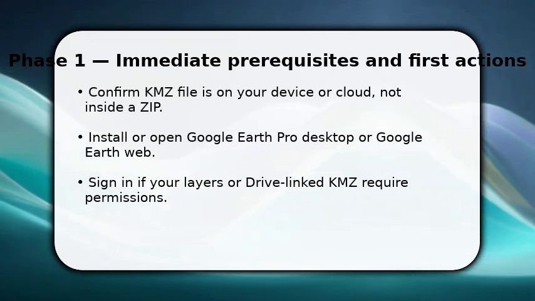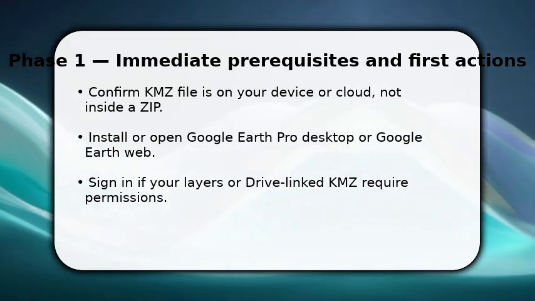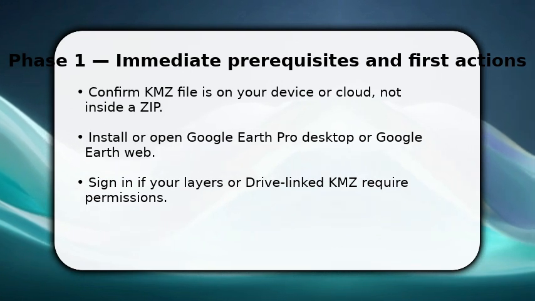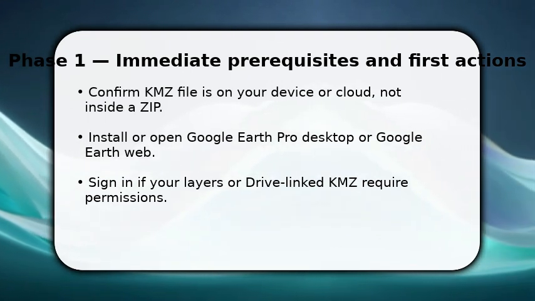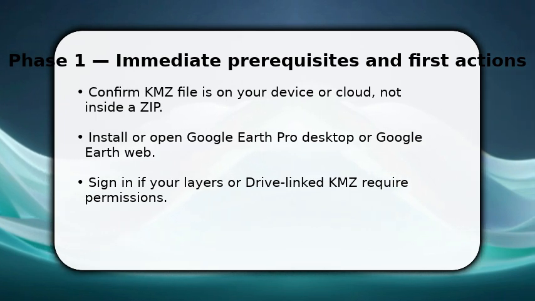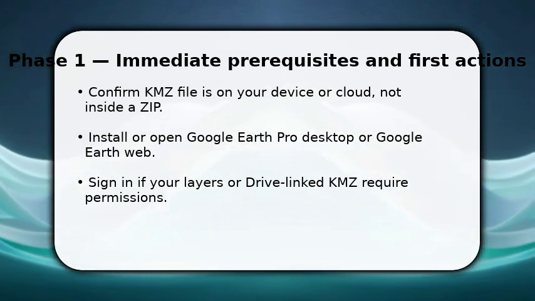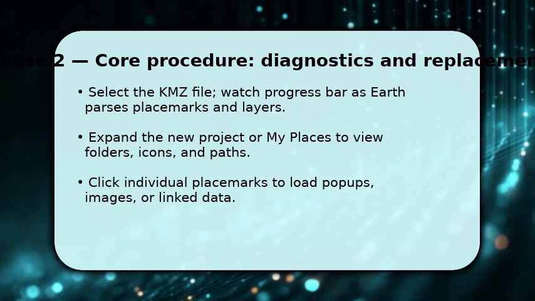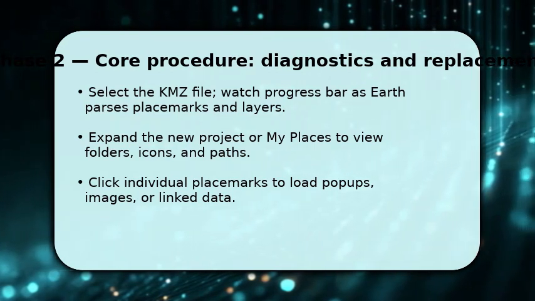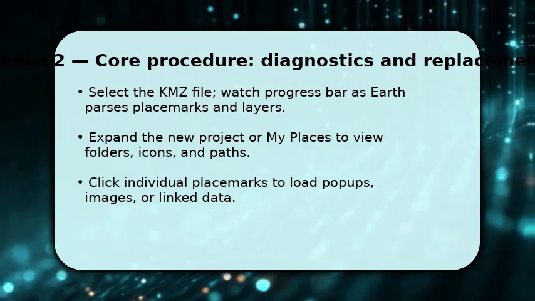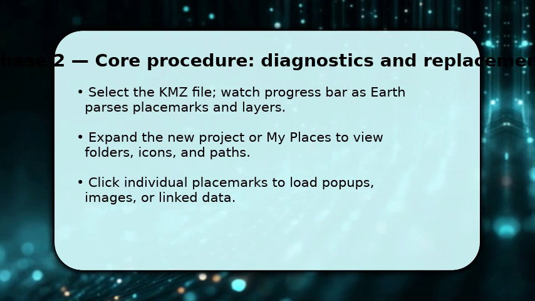This first move loads the KMZ. It's the critical handshake between your file and the map, so do it before trying to view layers. You'll see Google Earth parse the KMZ. Wait until placemarks and folders appear in the sidebar. Make sure to expand the imported project or My Places to reveal icons, polylines, and overlays.